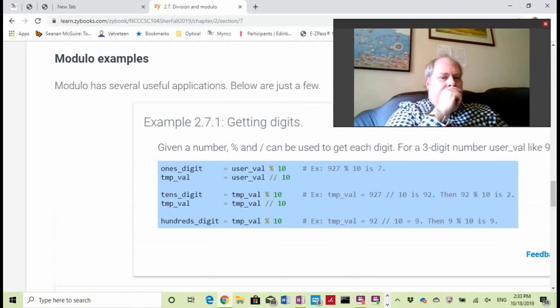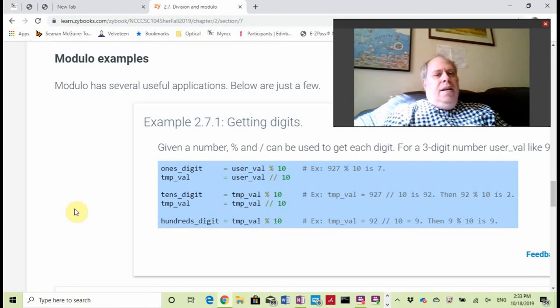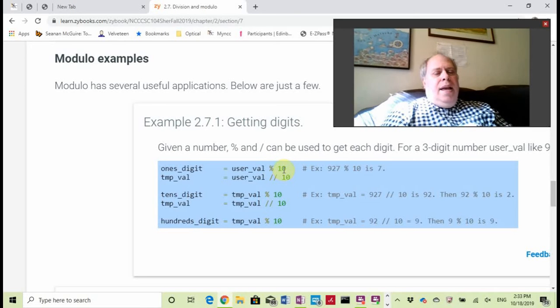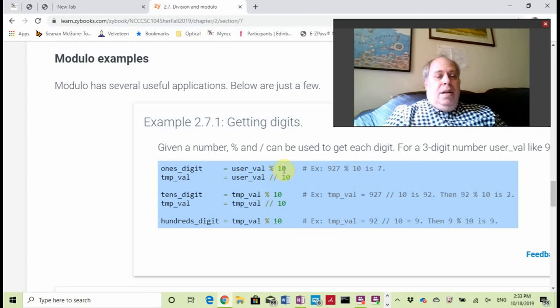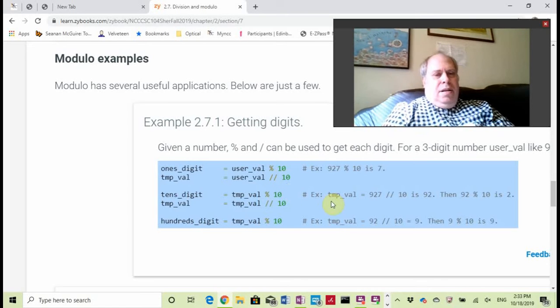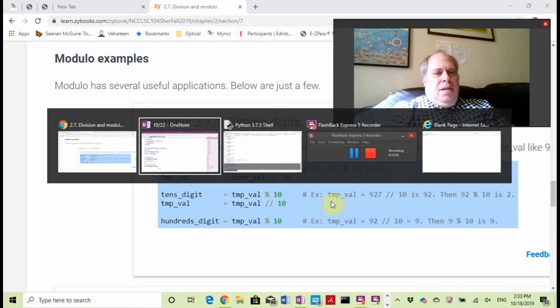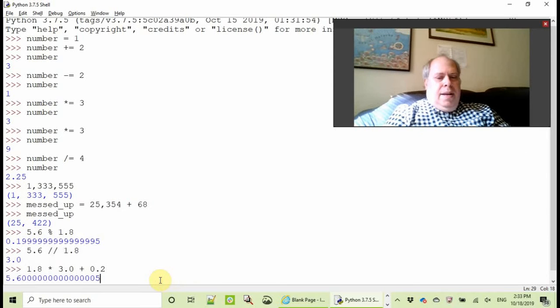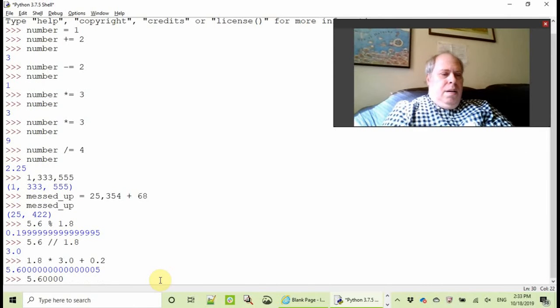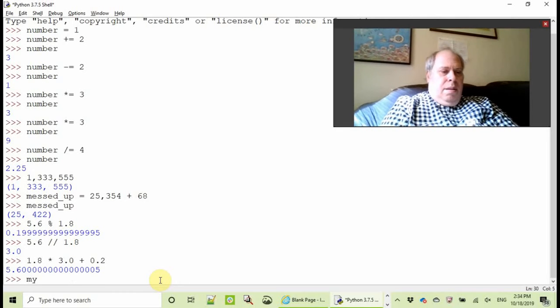One of the ways this is used is to get the digits out of a number. If you take a number percent 10, that gets you the rightmost digit, the ones digit. If we divide it by 10 with integer division, that gets rid of the ones digit. Let's see what happens when I play with this in Python.